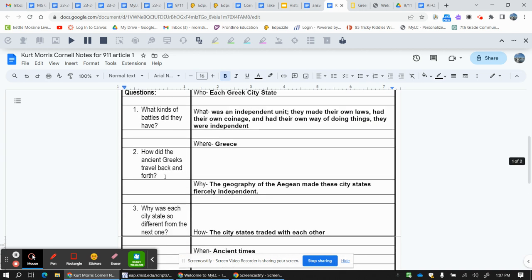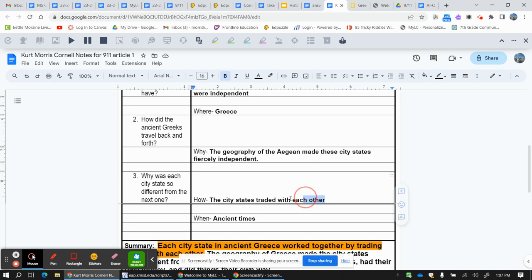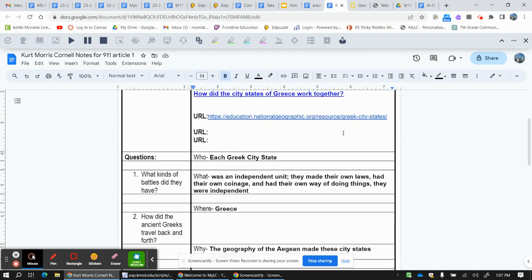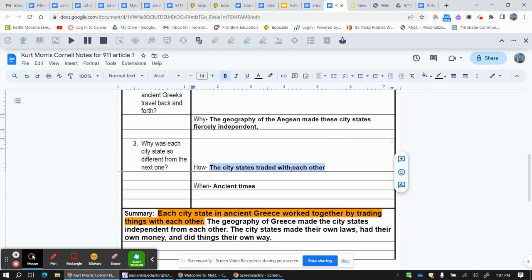I'm putting it in my own words. I'm actually starting with the how, because that's what we're answering. How did the city-states work together? And I need to reiterate the question to answer the question. How did the city-states of Greece work together? The city-states traded with each other. Put it together. Each city-state in ancient Greece worked together by trading things with each other. Put it in my own words.